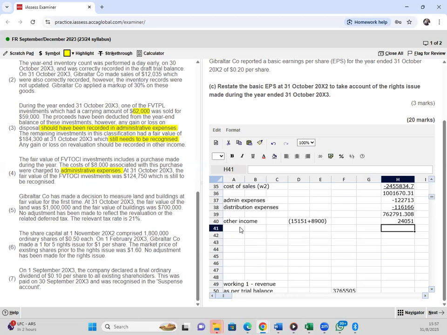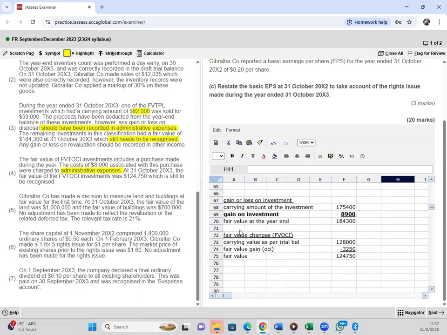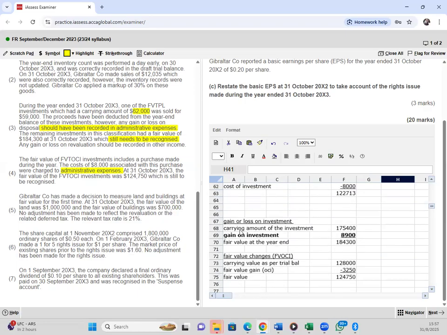Then let's move. So Gilbertra Company has made a decision to measure the land and buildings at fair value for the first time. At 31, the fair value of the land and buildings was that, and the fair value of was that. No adjustment has been made to reflect the revaluation on the deferred tax. Okay, so let's calculate the revaluation here. So land and buildings have been revalued, but remember, if there's a revaluation gain, that's going to other comprehensive income.